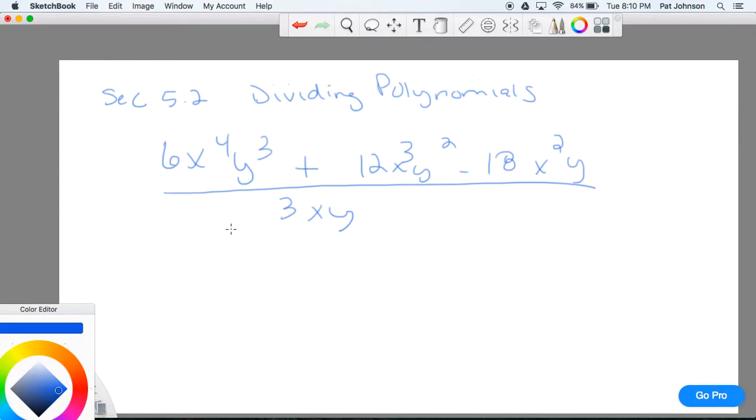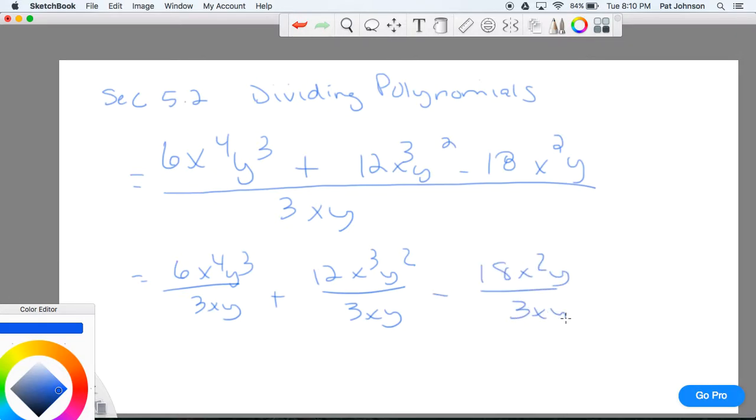Well, we have fractions, so we can break this apart to say 6x to the fourth y cubed over 3xy plus 12x cubed y squared over 3xy minus 18x squared y over 3xy. Now we've got three different terms as fractions, and we just simplify and reduce. This is 1, this becomes 2. And then we have 2, x to the fourth divided by x to the 1. Remember, using your quotient rules, 4 minus 1, so it's x cubed. Y cubed divided by y to the 1 is 3 minus 1, so it's y squared.